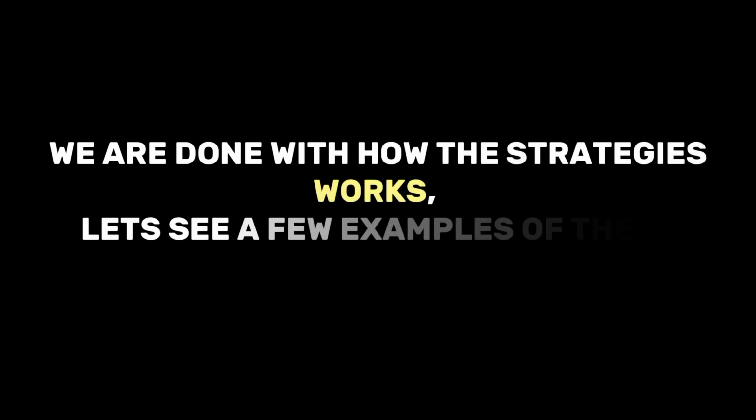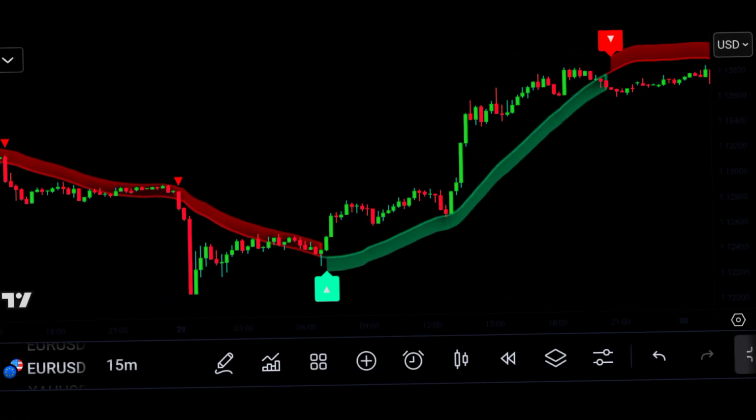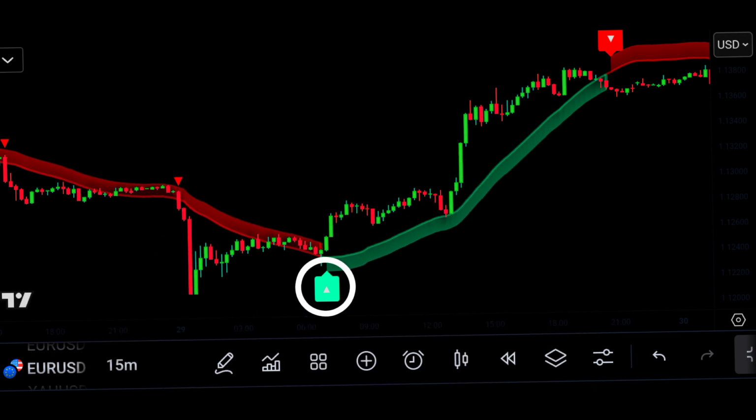Now, we are done with how the strategy works. Let's see a few examples of these strategies at work. So in this market, the indicator signaled a bullish reversal, and you already know we cannot take a trade only because we saw a bullish reversal signal from the indicator. So we wait for the indicator to start moving in a green ribbon, and then let price pull back to it, which it did here. And when it returned, notice that it did not move outside the ribbon, it stayed inside.